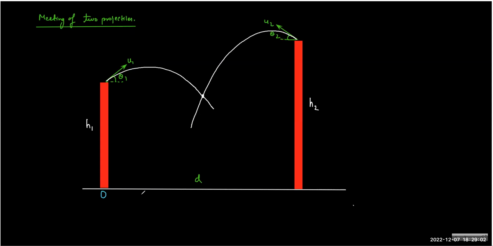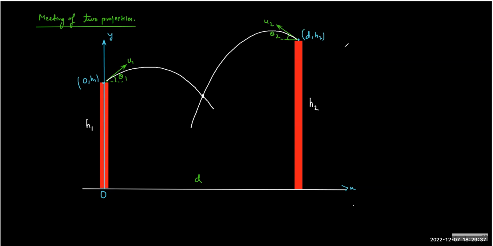So the left I'm taking as origin, this as x-axis, and the vertical as y-axis. Before you start solving, make sure that you are able to write the coordinates of each and every point. So what will be the coordinate of this point? 0, h1. Very good. Similarly, what is the coordinate of this point? D, h2. Excellent.